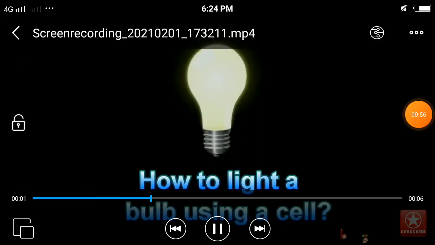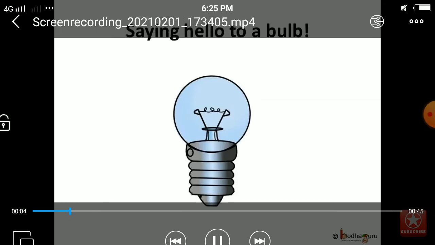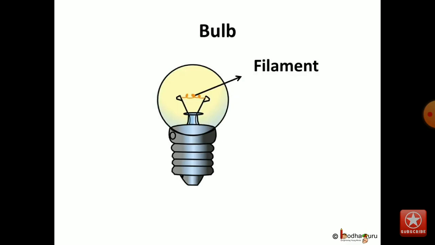Next, we will discuss how to light a bulb using a cell. Take a torch and look inside its bulb. The thin wire that gives off light is called the filament of the bulb. The filament is fixed to two thicker wires which also provide support to it, as shown in the figure.